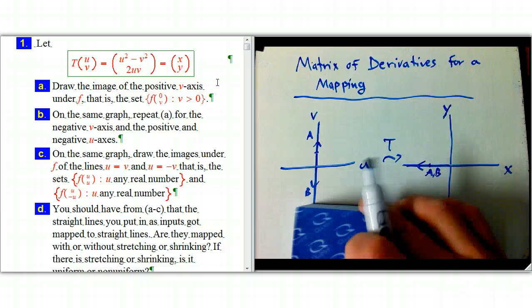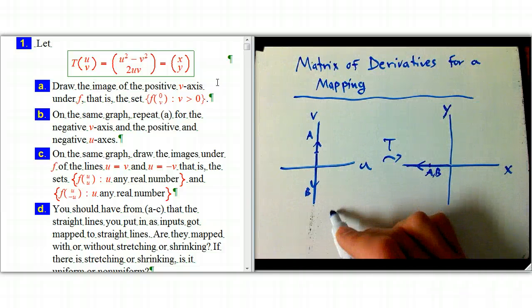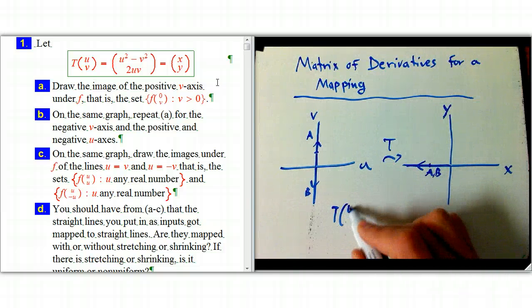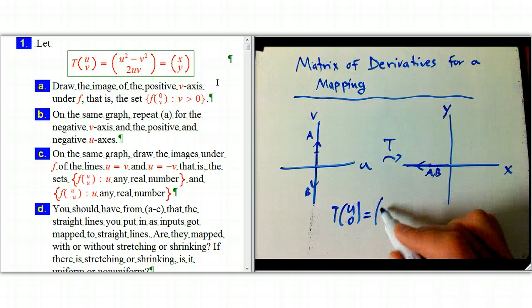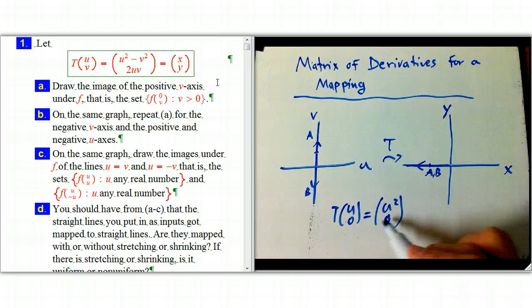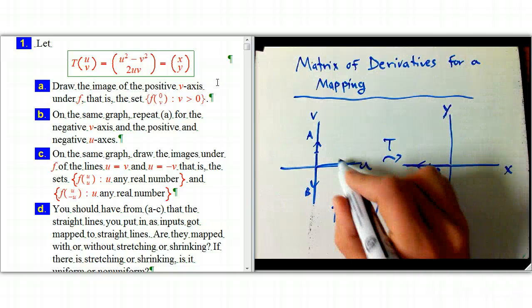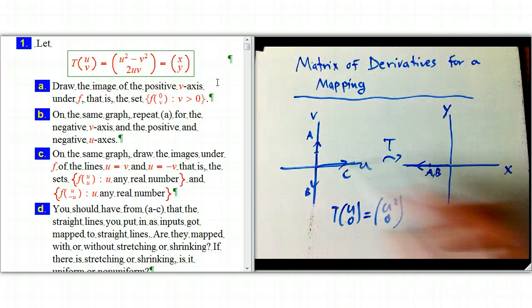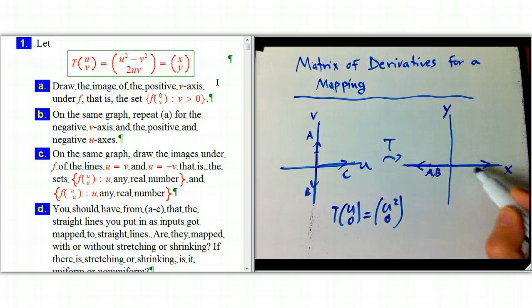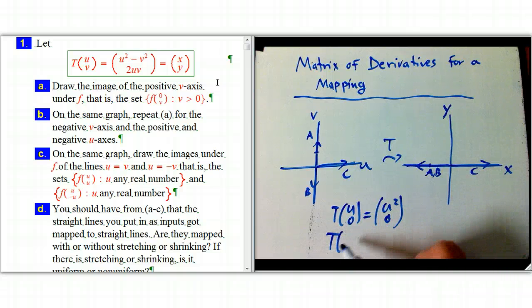What about the x-axis, or the u-axis? Anything of the form (u, 0) goes to (u squared, 0). That's interesting. I'm never getting anything in v. That's kind of boring so far. We'll see that come out soon. If this is C, as I go out from the origin here, this just goes out like this. And I'll just scooch it in here.